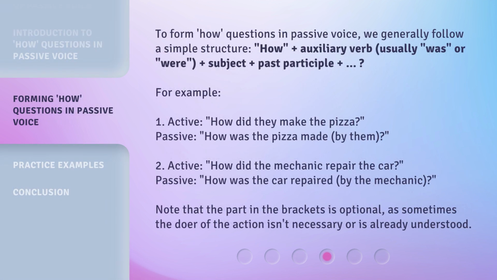To form how questions in passive voice, we generally follow a simple structure. How plus auxiliary verb, usually was or were, plus subject plus past participle plus [by plus agent]. For example, 1. Active: How did they make the pizza? Passive: How was the pizza made? [By them.] 2. Active: How did the mechanic repair the car? Passive: How was the car repaired? [By the mechanic.] Note that the part in the brackets is optional, as sometimes the doer of the action isn't necessary or is already understood.